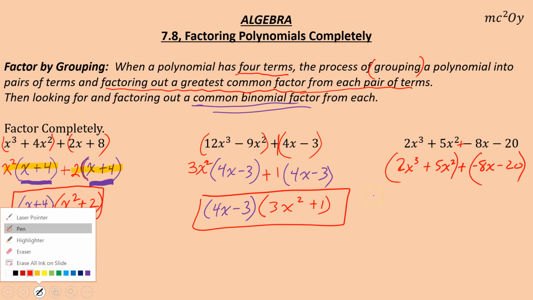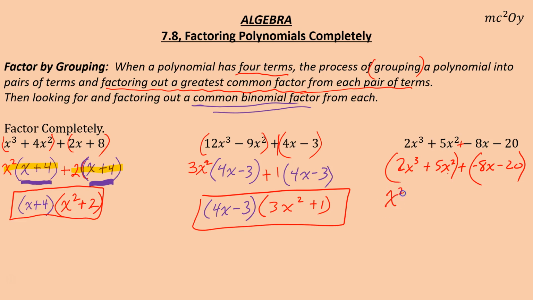So we haven't changed its value. So let's actually, before I switch colors here, let's go ahead and look at what can I take out of 2x cubed and 5x squared. Well, that would be x squared. No numbers. So x squared times what is 2x cubed? Well, that would be 2x. And x squared times what is 5x squared? That would be 5. And then what can I take out of negative 8x and negative 20? Well, looks like negative 4. Okay, and negative 4 times what is negative 8x? That would be 2x. Negative 4 times what is negative 20? That would be positive 5.